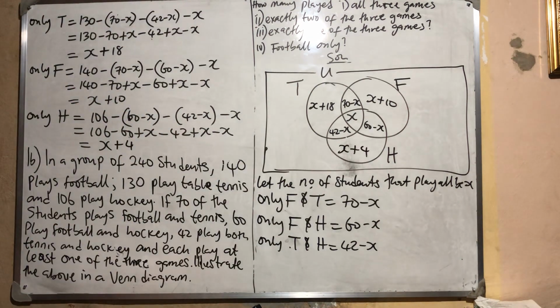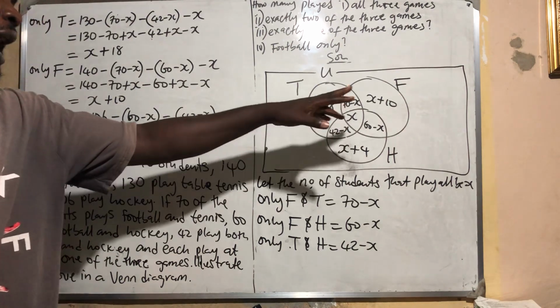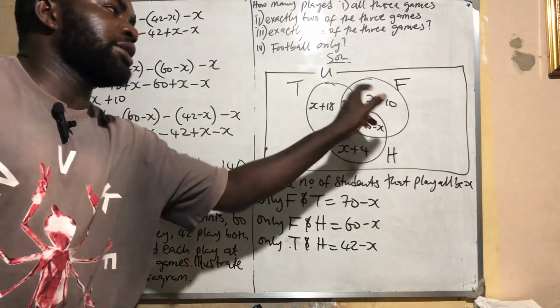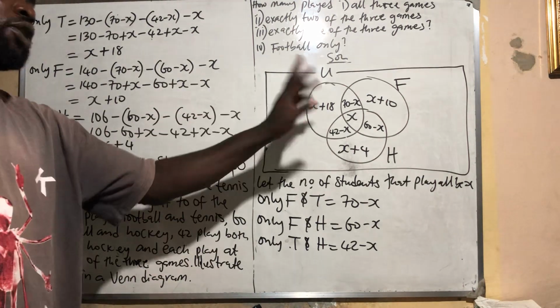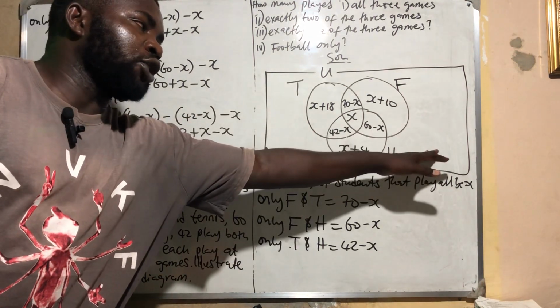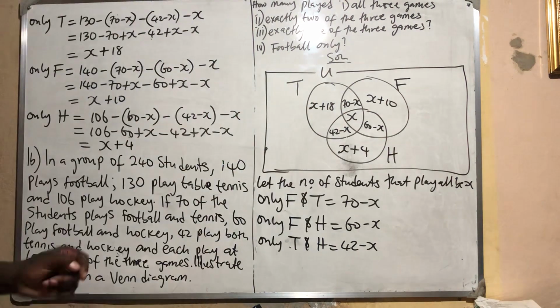So the next thing you look out for is for those that did not play any of these three, and they should be written outside the circle. But they said that each of the students played at least one of these. So nobody did not play any of them, so we don't have anybody outside here.